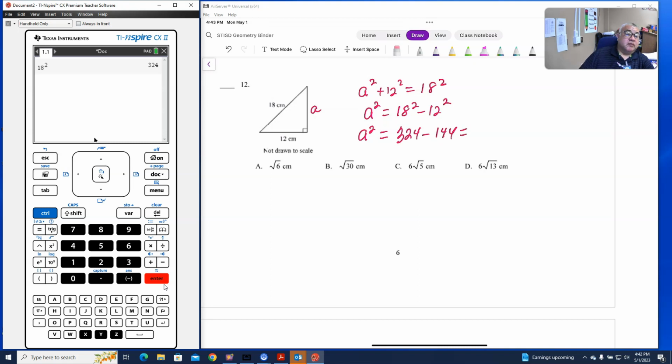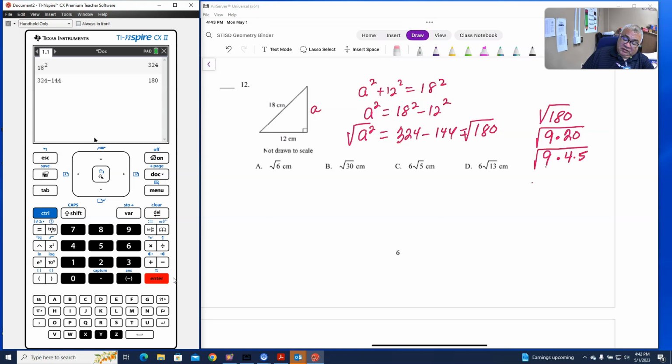So you subtract 144. So it's 180. You have to get the square root of 180. And you notice that it's not there. So this will be 9 times 20. 9 times 4 times 5.